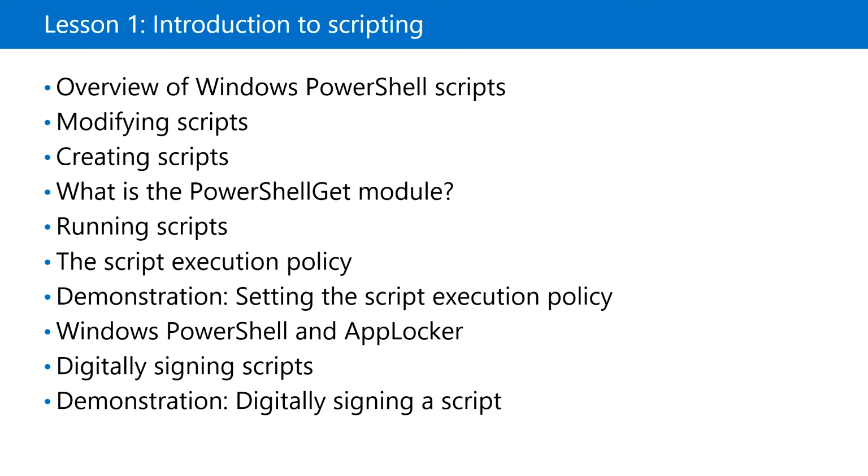In this lesson we'll see the following objectives: the overview of the Windows PowerShell script, how to find and modify scripts, how to create a script, the PowerShellGet module, how to run a Windows PowerShell script, the script execution policy, how to set a script execution policy, how AppLocker can be used to secure PowerShell scripts, how to digitally sign a script, and finally how to digitally sign a Windows PowerShell script.